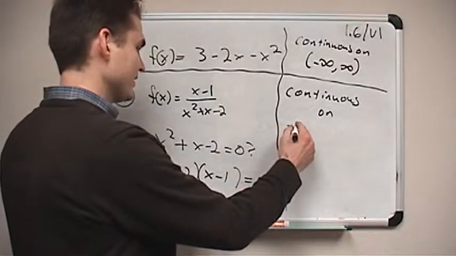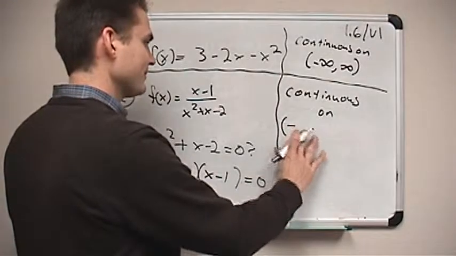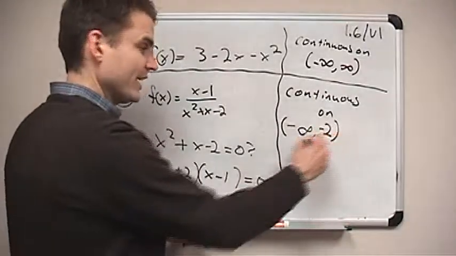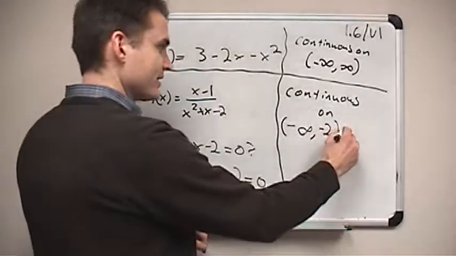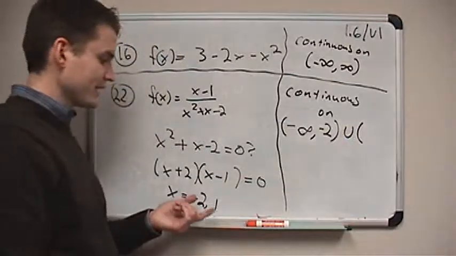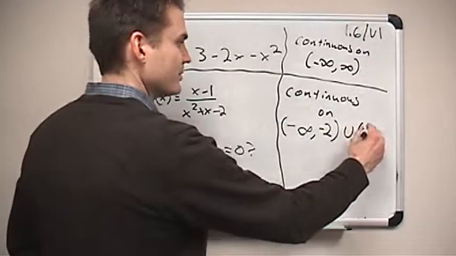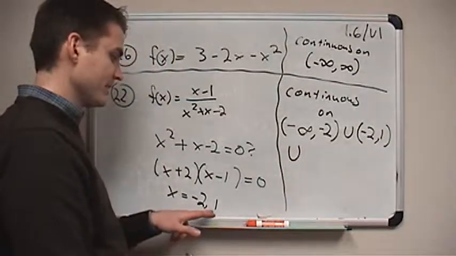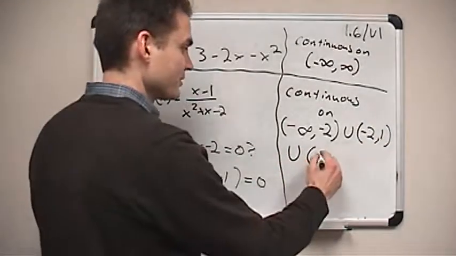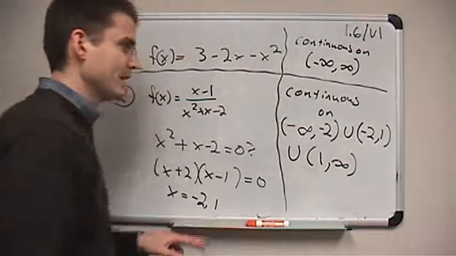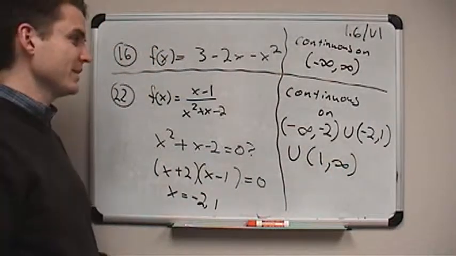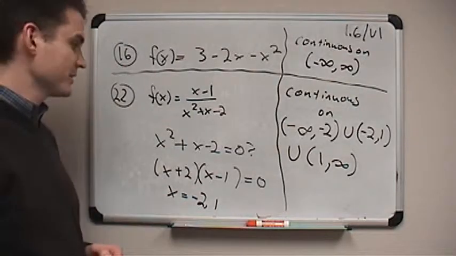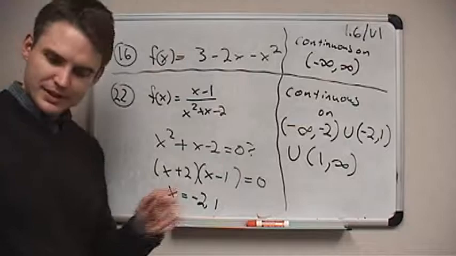So our function is going to be continuous from negative infinity up until the first one, which is negative 2. That's the one on the left, right? Then it's going to be continuous again for every x value between these 2 points, so from negative 2 to 1. And finally, it's going to be continuous everywhere past positive 1, so from 1 to infinity. So 3 intervals of continuity because there are only 2 problems. And those are the 2 problems when the denominator is equal to 0. So that's another example.